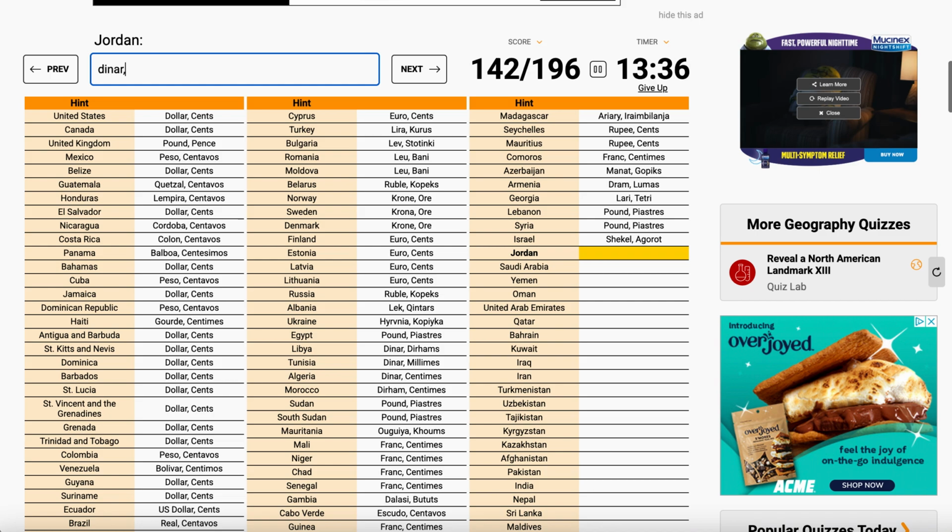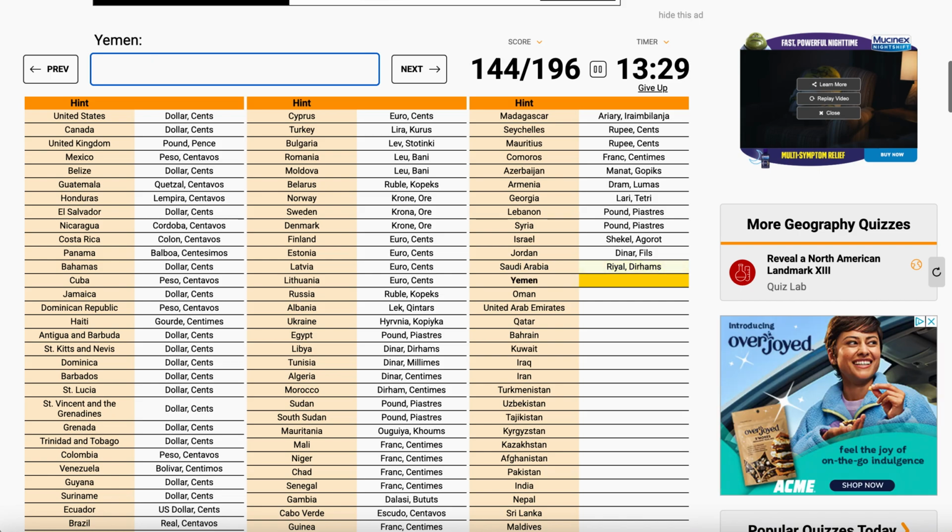So, Jordan is dinar, divided into fils. Saudi Arabia is riyal, spelled R-I-Y-A-L, divided into halalas, hmm, divided into dirhams, which is also the subdividing unit of the Libyan dinar, and also the main units of currency of Morocco and United Arab Emirates. Yemen and Oman are both rial, R-I-A-L, divided into fils, also the same as Iran. United Arab Emirates is the dirham, divided into fils. Qatar is also riyal, spelled R-I-Y-A-L, divided into fils. Bahrain, Kuwait, and Iraq are all dinar, divided into fils. And Iran, same as Oman, Yemen, rial, R-I-A-L, and fils.